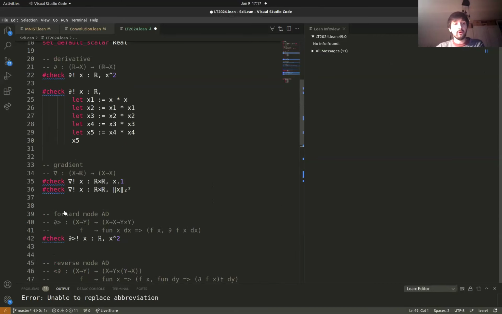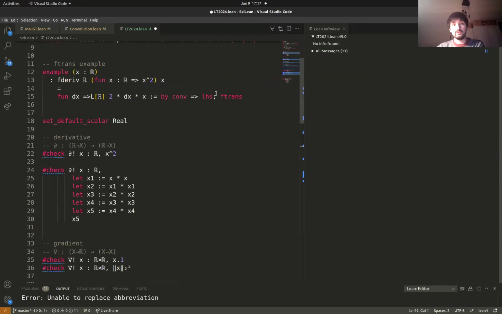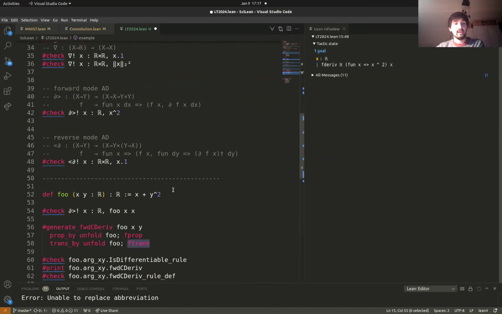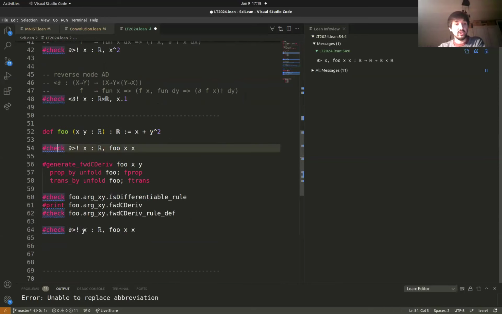So these are the four basic operators to do differentiation, and you can use them with the tactic FTrans to compute whatever derivative you want, and it works really nicely with the basic arithmetic operations. But when you write a program, you quite often write your own functions, and you need to make sure that the system works with your own defined functions. So when you define a function here, foo of x and y, if you try to differentiate it right now, it would not do anything.